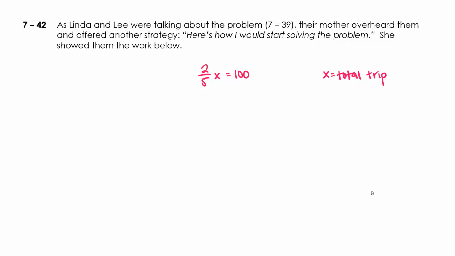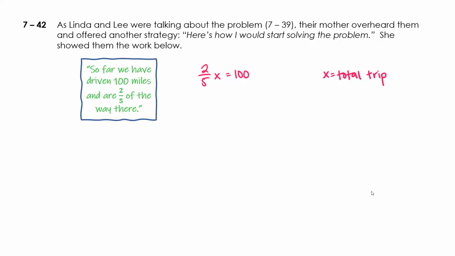As Linda and Lee were talking about the problems that I just showed you, their mother overheard them and offered another strategy. Here's how I would start solving the problem. She showed them the work below. So she wrote 2/5 x is equal to 100, where x is equal to the total trip. Remember, she said, so far we have driven 100 miles and are 2/5 of the way there. So if x is equal to the total trip, this equation is saying that 2/5 of the total trip is equal to 100 miles. Okay, so now we can use algebra to solve this.